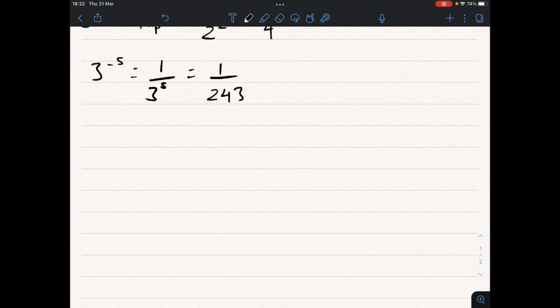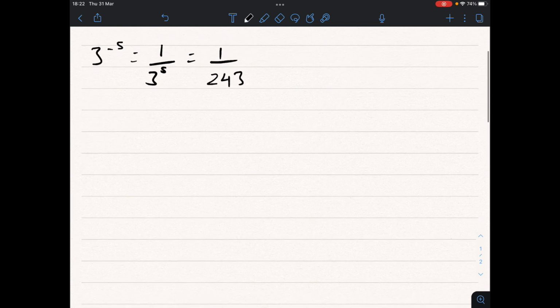Now, let's say, for example, the next stage of questions I want to focus on is fractions. So let's say you have 25 to the power of half. Whenever you see the power of a fraction, that means you find the square root or cube root, depending on what the number is. In this instance, it's 25 to the power of half, which means we're going to find the square root of 25, which equals plus or minus 5.